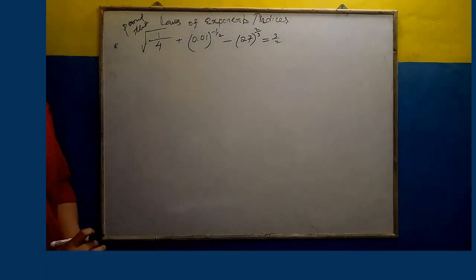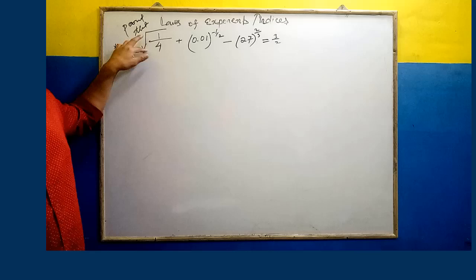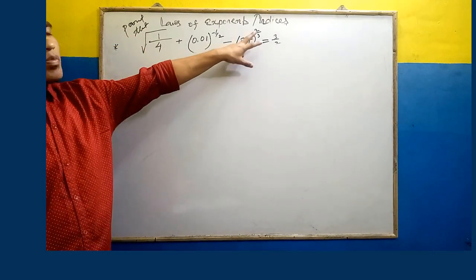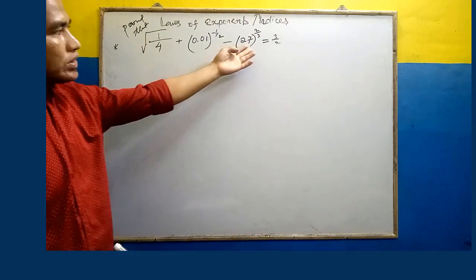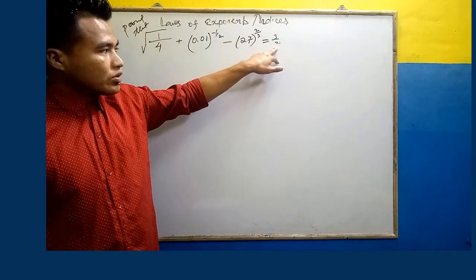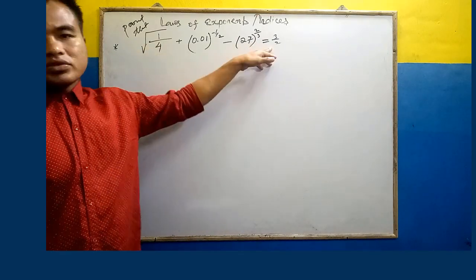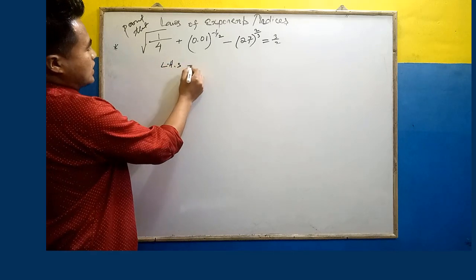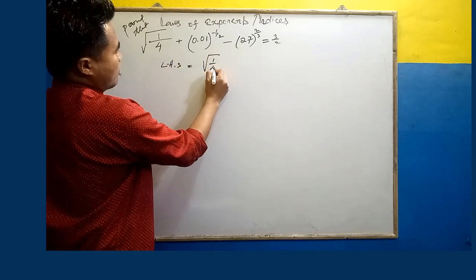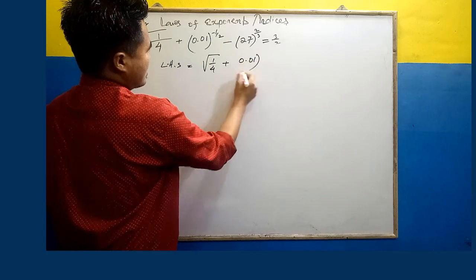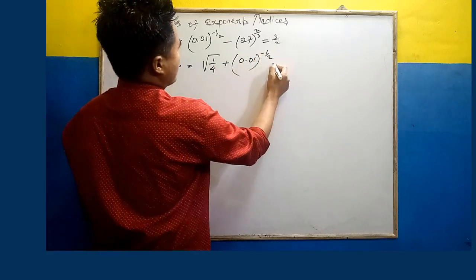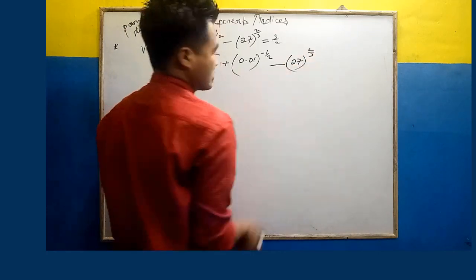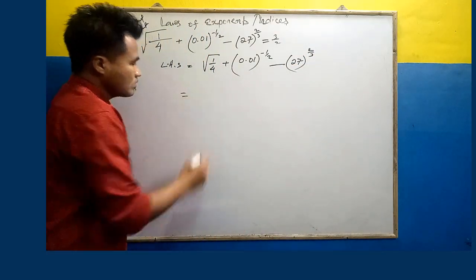Okay, now let us look again at this question: root over 1 by 4 plus 0.01 to the power minus 1 by 2, minus 27 to the power 2 by 3, which is equal to 3 by 2. We are going to prove the left hand side is equal to 3 by 2. So now let us take the left hand side of this equation: root over 1 by 4 plus 0.01 to the power minus 1 by 2 minus 27 to the power 2 by 3.